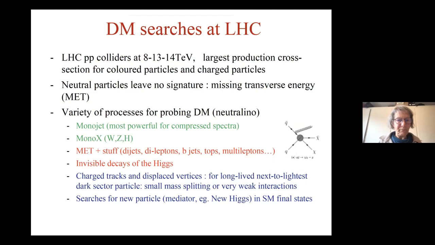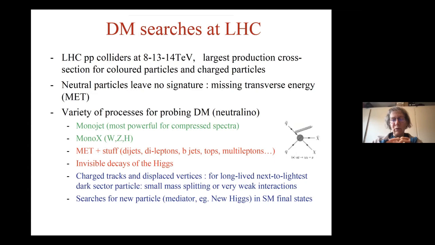And there are other possible searches for new particles, in particular those involving charged tracks and displaced vertices that are relevant for a long-lived next-to-lightest particle. It can happen for the chargino in supersymmetry. It requires either small mass splitting, which will happen typically in supersymmetry, or very weak interactions.